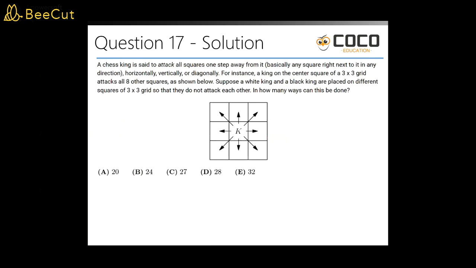Question 17. So the question wants the white king and the black king to be separate. Let's check 2 cases. Case 1 is when the first king, let's say we start from the white king, is at the corner. Right, so we got 4 corners. Let's check each of them, how many ways there are.